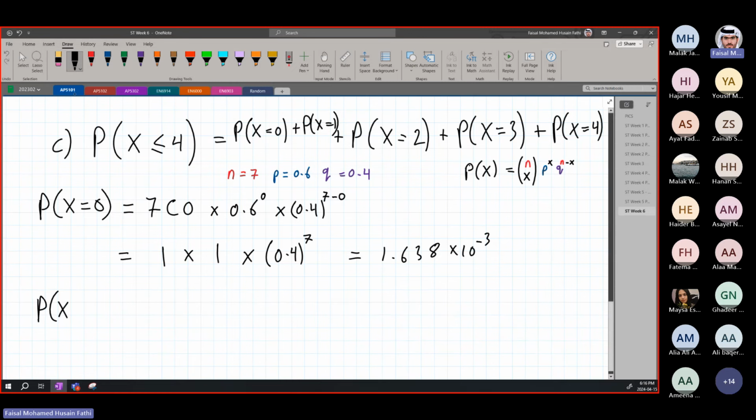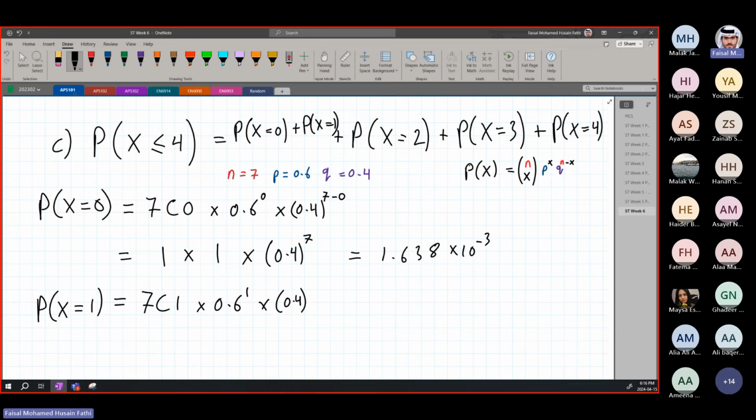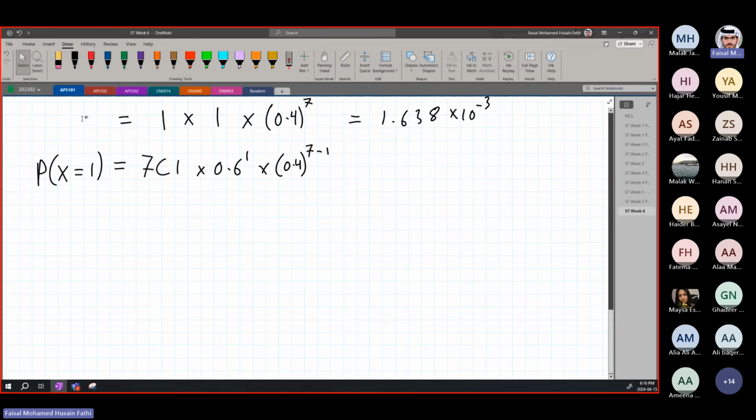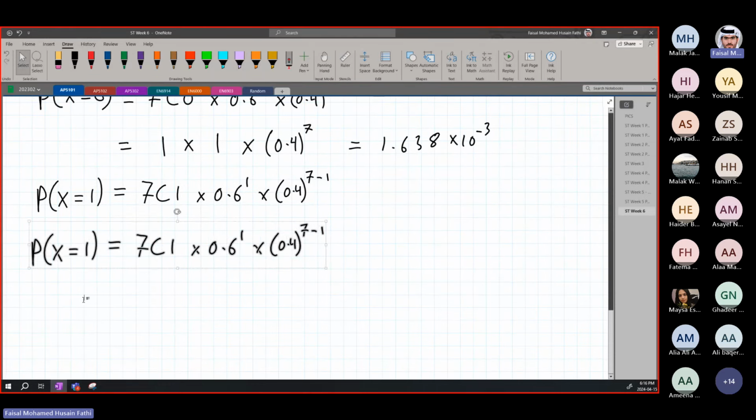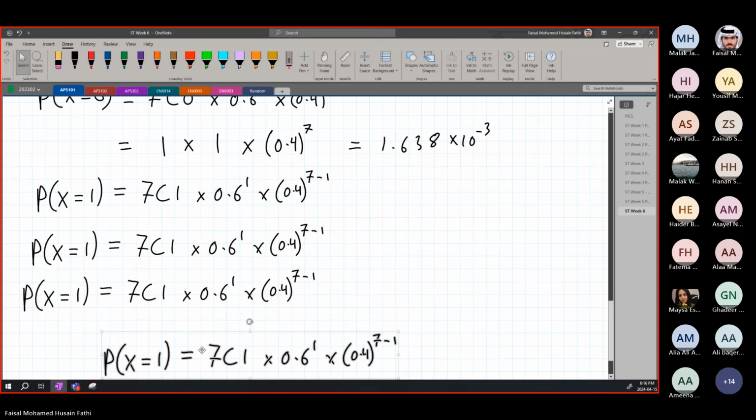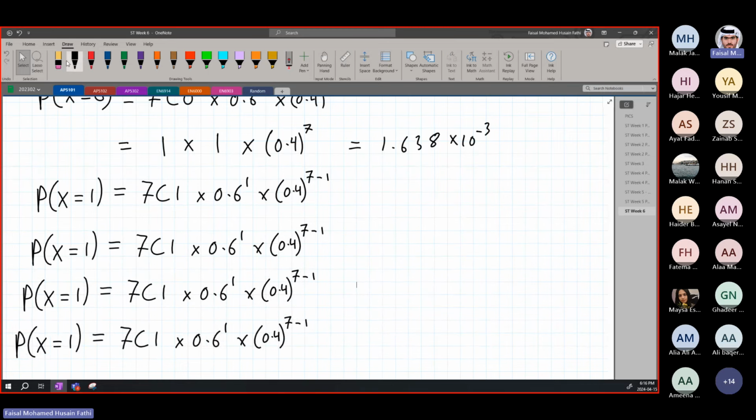We're going to be doing the same again for each and every one. So P of X equals 1 is going to be 7C1 times 0.6 to the power of 1 times 0.4 to the power of 7 minus 1. And then you're going to be doing this again and again for each value of X. So the only thing that is changing is your value of X. You can do this manually, it will take a lot of time, but I want to show you guys a trick in the calculator.